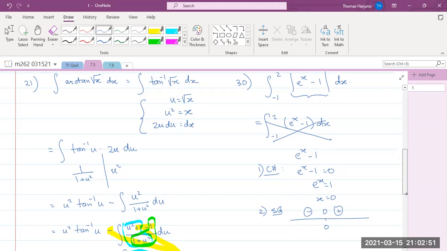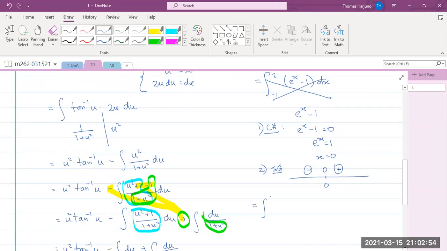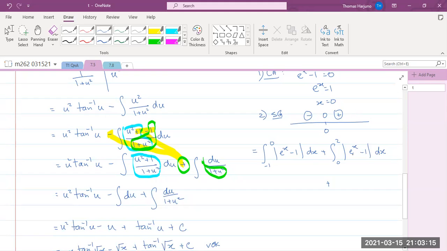Now you break that integral up. It becomes the integral from -1 to 0 of the absolute value of e to the x minus 1 dx, plus the integral from 0 to 2 of the absolute value of e to the x minus 1 dx. In the second integral, on the domain 0 to 2, e to the x minus 1 is positive, right? So I can take off the absolute sign. Again, the explanation is because e to the x minus 1 is at least 0 on that interval 0 to 2.